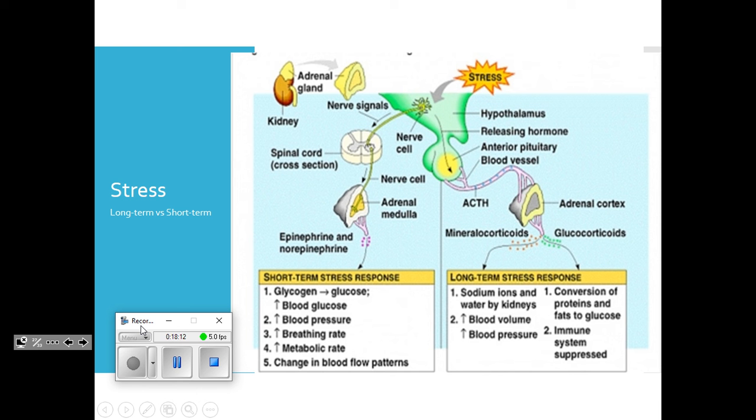If I was going to study how my endocrine and nervous system respond to stress, I would study this picture, because it summarizes all of the things that we said, but in one beautiful little picture.